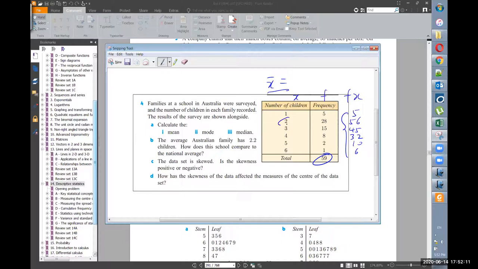So the mode is clearly 2, right? Because it happens 28 times.